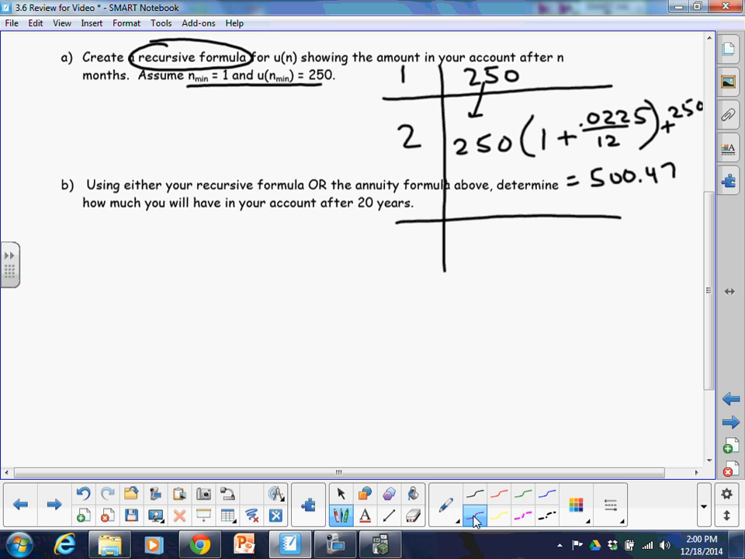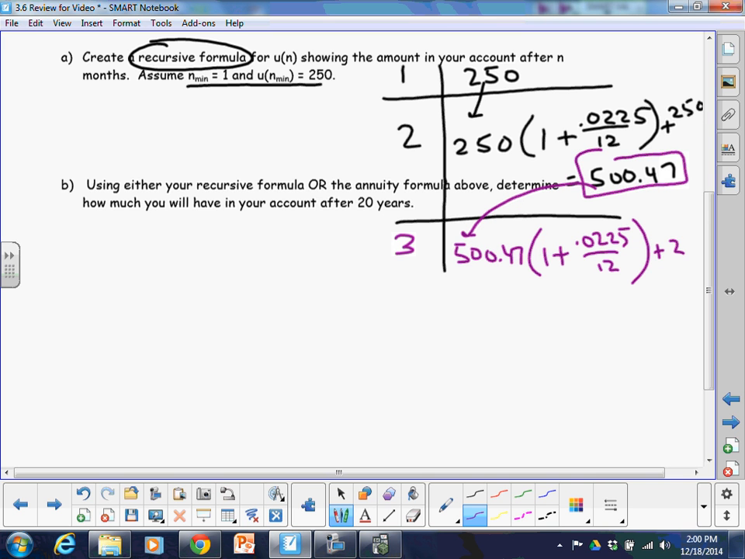Okay, and the thing going on here now is when you get to the next month, you need to take that answer from the previous month and times it by the interest, because that's how much is in the account now. It's still getting multiplied by the same interest, and you're still going to add the 250 at the end. But this becomes a recursive sequence because you're using the previous answer to get the next value.